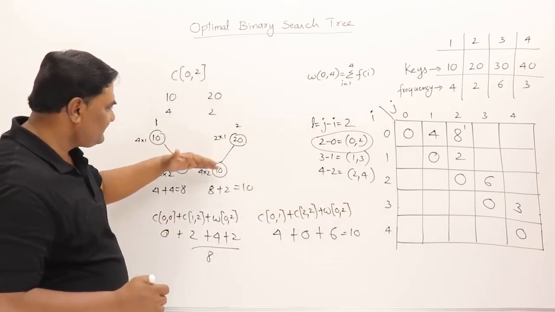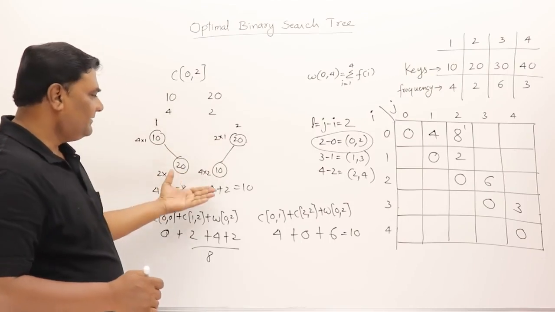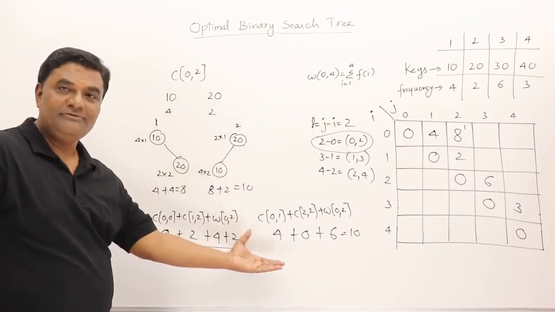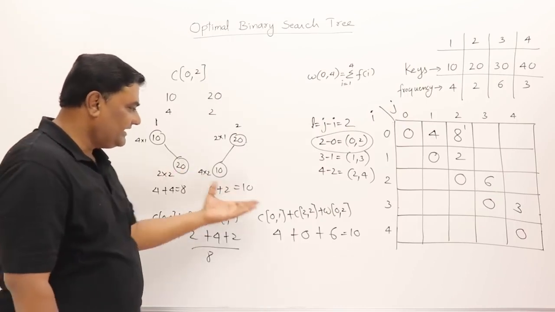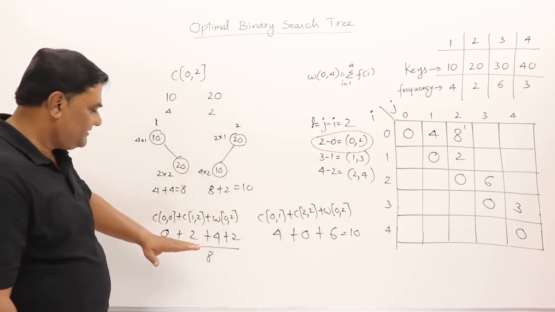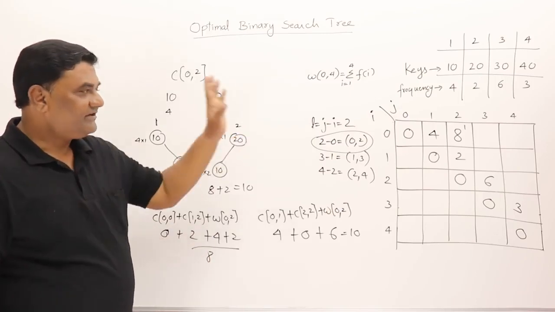So either I check them with the height and get the same answer, or I use the formula. I am not showing the complete formula, I am just applying it here. So which has given us the minimum result? 8. So that I have written there.